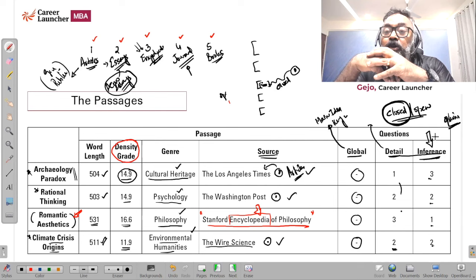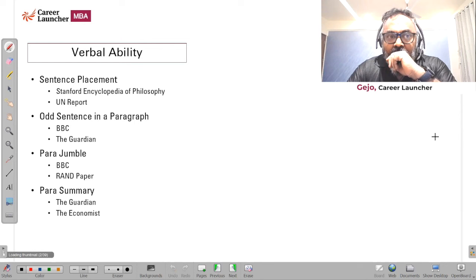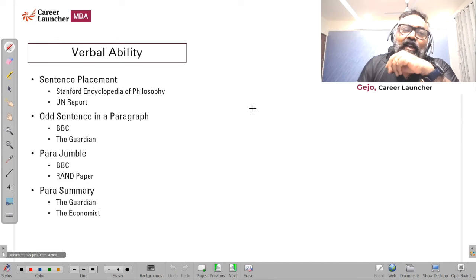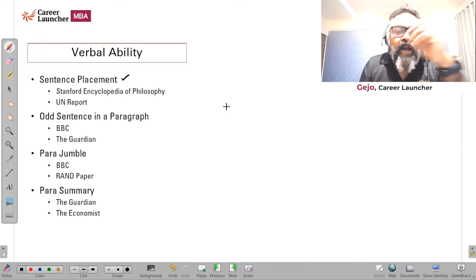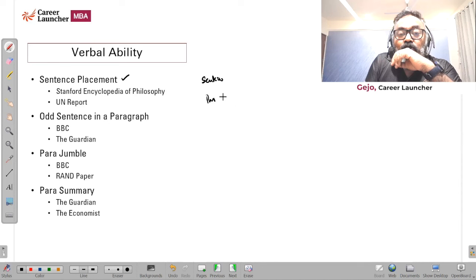When we move on to the verbal ability questions, the CAT asks all types of questions that have been asked in the last 5-6 years. We have got sentence placement. Some people call it paragraph completion. There's a question where a particular paragraph is given with a few blanks, blank one, blank two, blank three, blank four, between sentences. You have to basically look at where these sentences will fit in the particular passage.